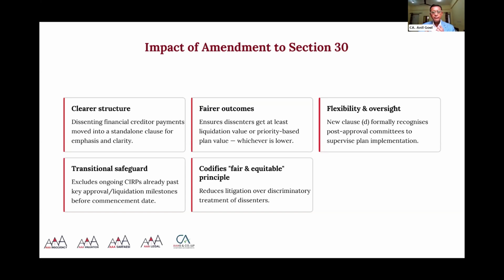Then, a fairer outcome means ensuring dissenting creditors get at least the liquidation value or the priority-based plan value, whichever is lower. Then flexibility and oversight: the new clause formally recognizes the post-approval committee, which is the supervision and monitoring committee. Transitional safeguards are also built in, and in fact, the fair and equitable principle is brought into the code from the regulations.